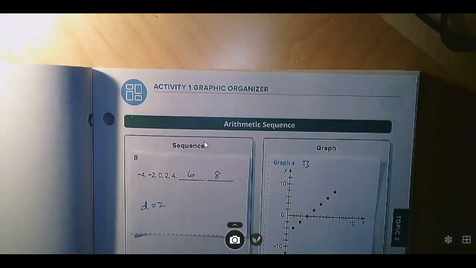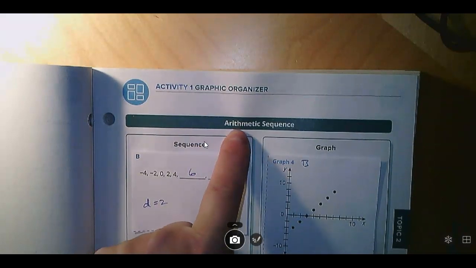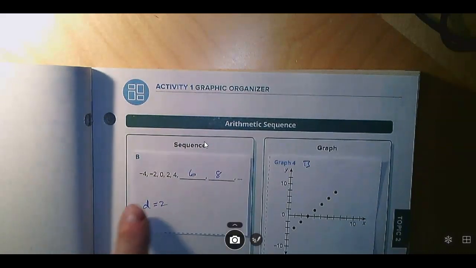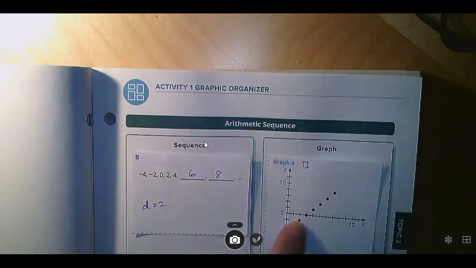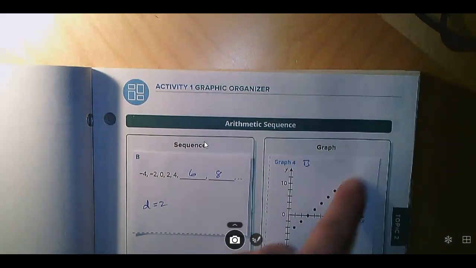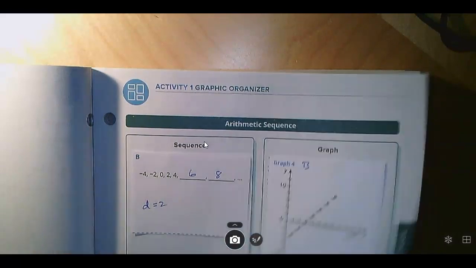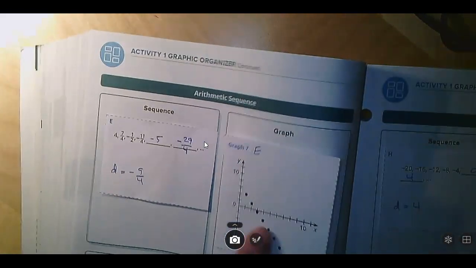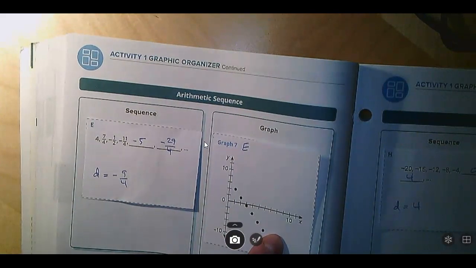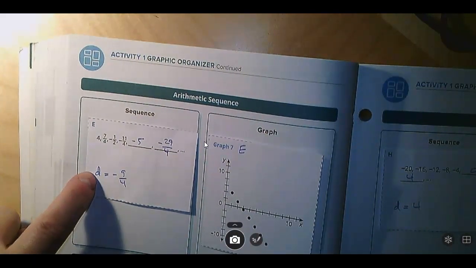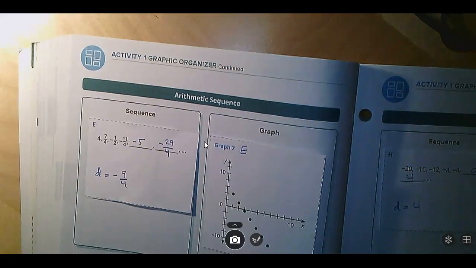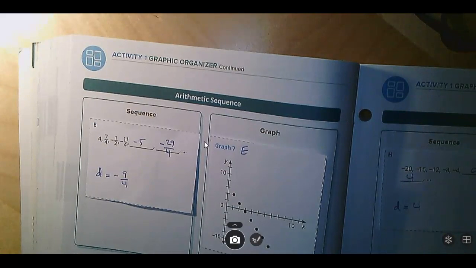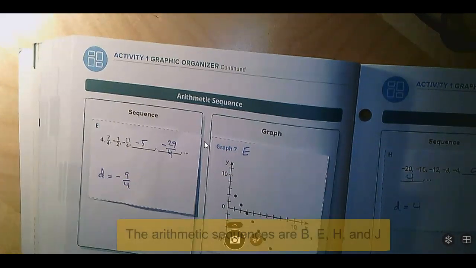On page 95, it says for arithmetic sequences. So if it says arithmetic, those sequences will have a D value. These are the ones that look like lines, either lines that are increasing, going up, or lines that are decreasing, going down. And all of these graphs will have a common difference. So if it says arithmetic, make sure that it's the graphs that look like lines and have a D value.